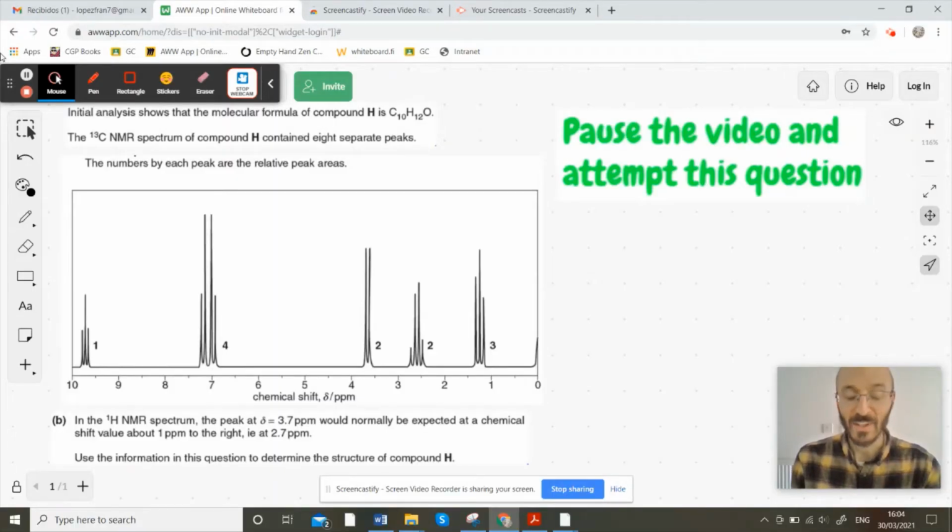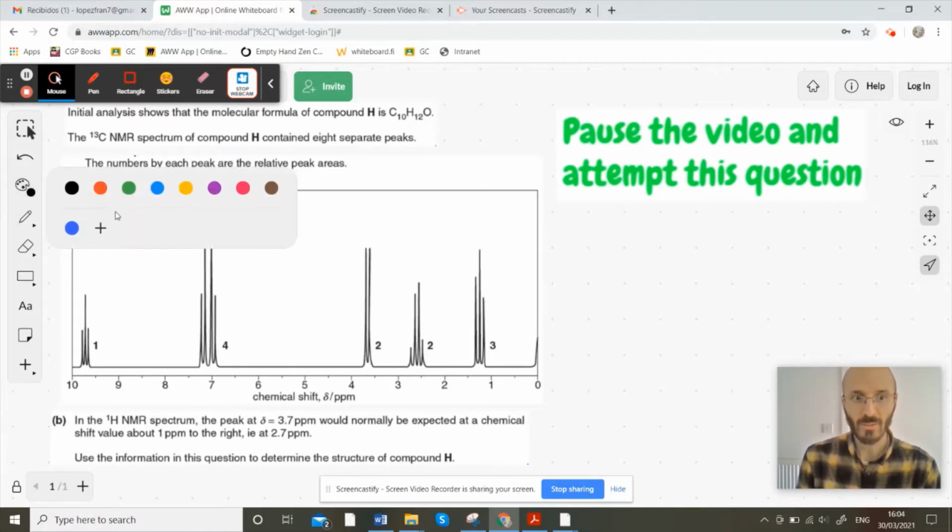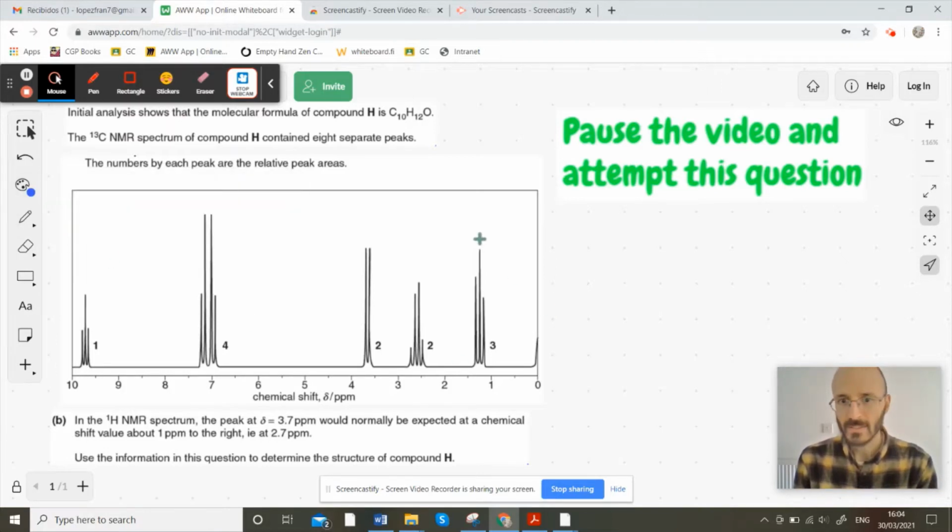This is a very hard question, very long, very interesting. Let's go through it. The first thing I would advise you to do when you do an NMR question, especially if it's a long one, is to label the peaks. So we would say peak A, B, C, D, and E.